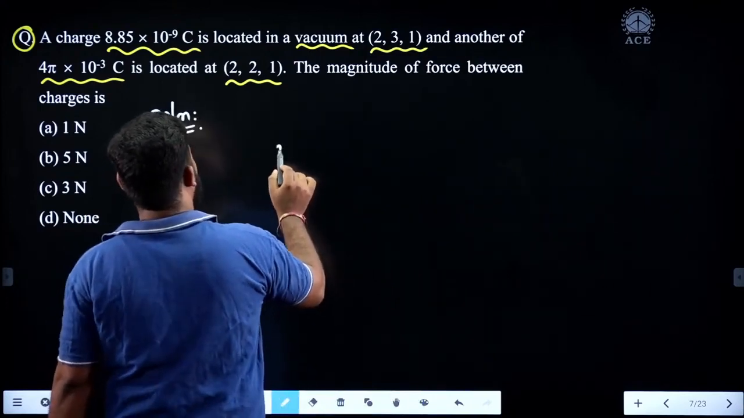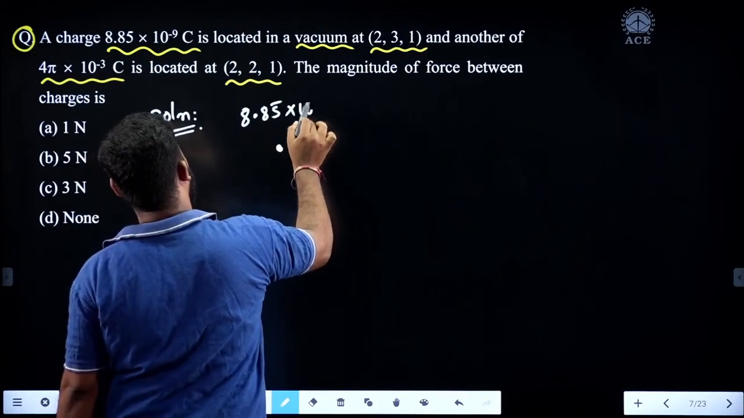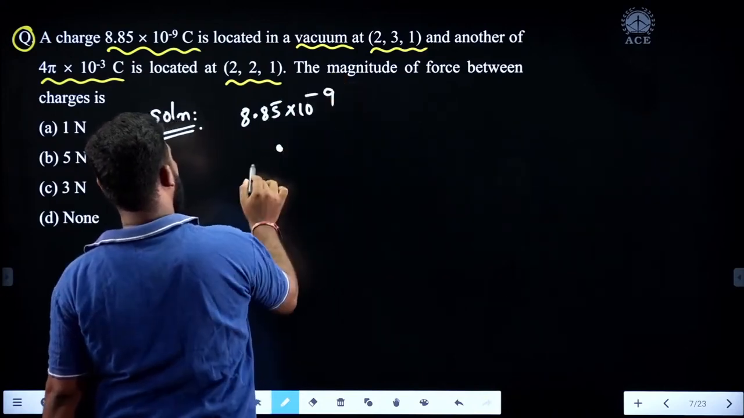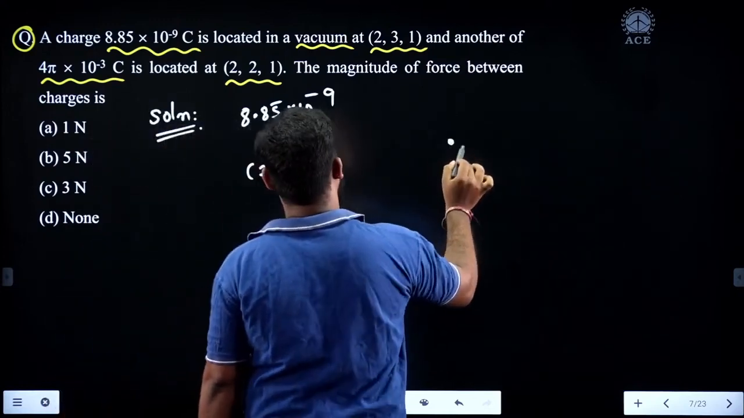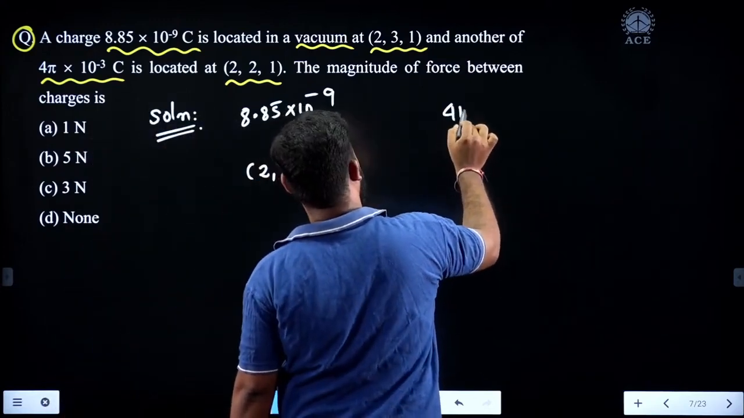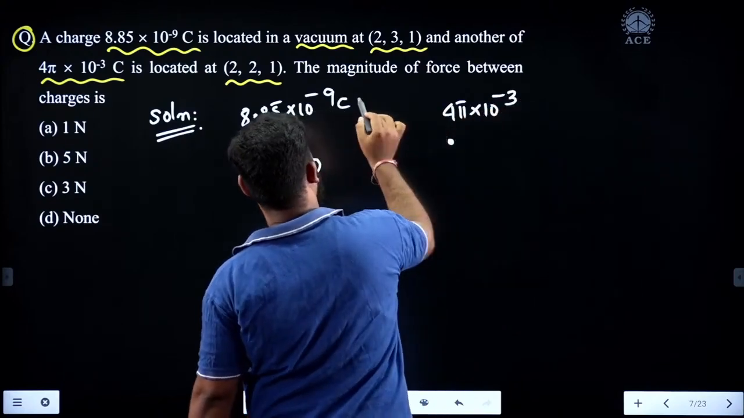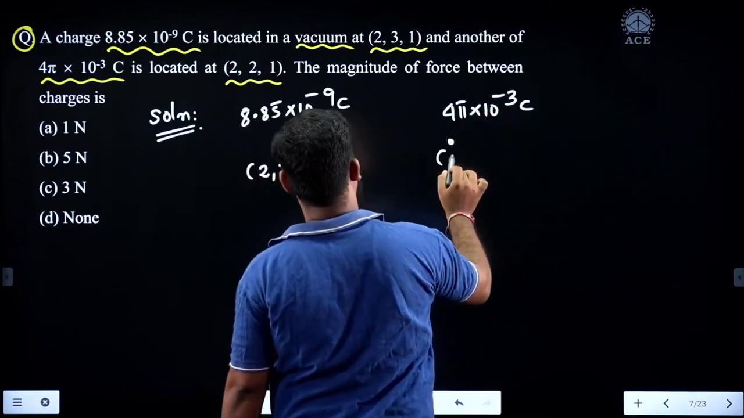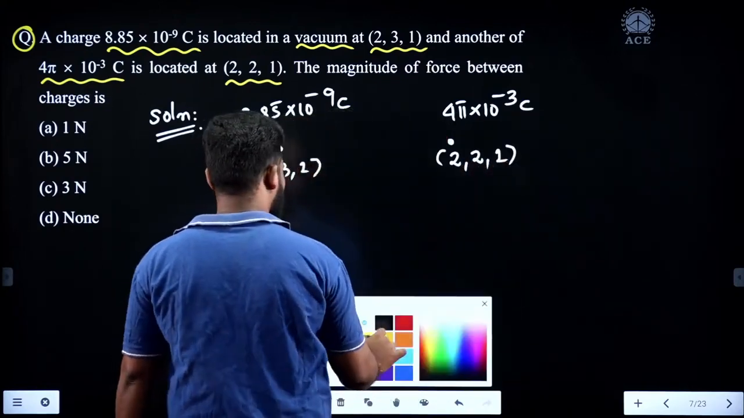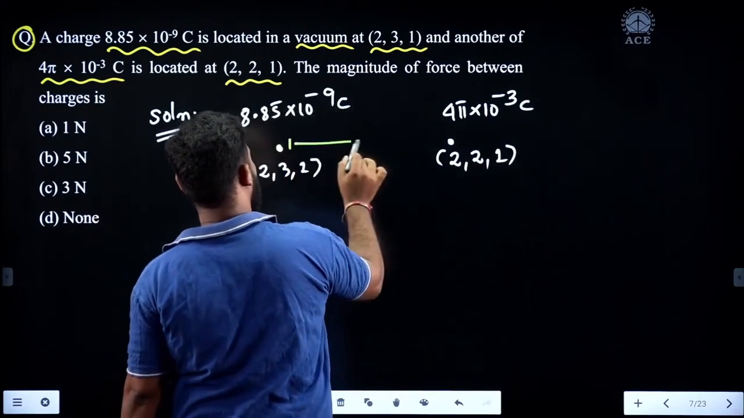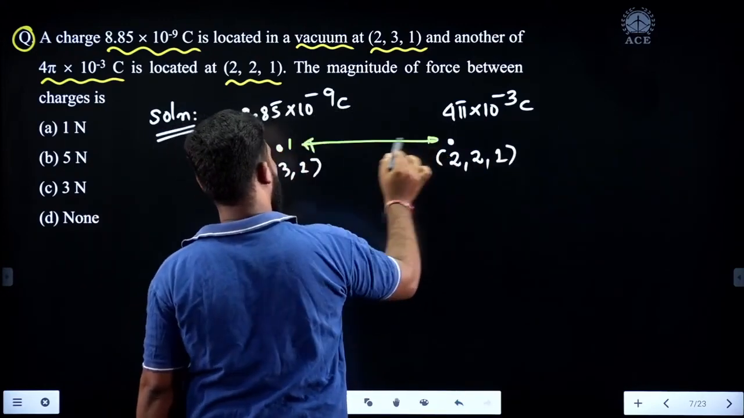So there are two charges here, 8.85 into 10 to the power of minus 9, located at 2, 3, 1. What is the other charge? It is 4 pi into 10 to the power of minus 3 coulombs, located at 2, 1. What is the distance between these two charges? You need to find the distance between these two things.